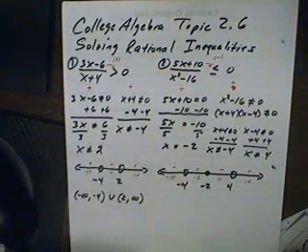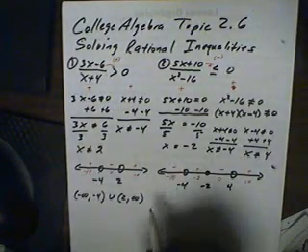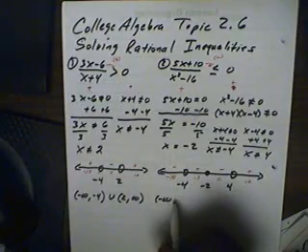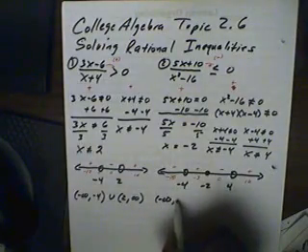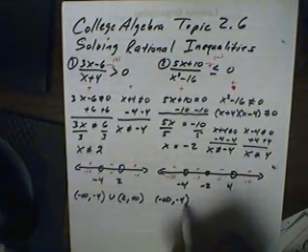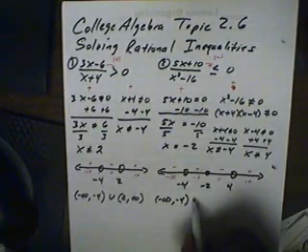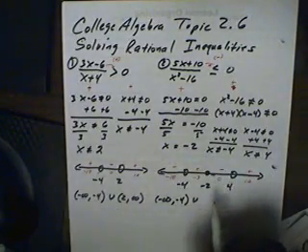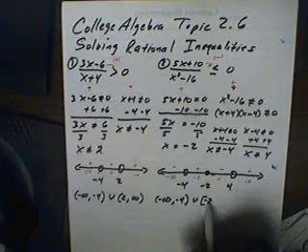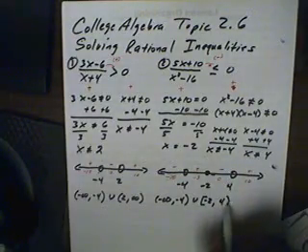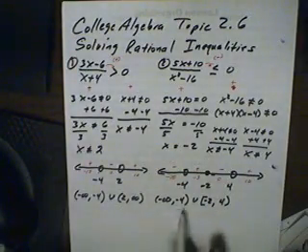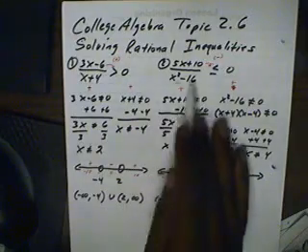So our solution will be this. This area right here represented by negative infinity to negative 4 with a parenthesis, union, this area right here, which is closed negative 2 to 4 open. And this is our solution set for this inequality.